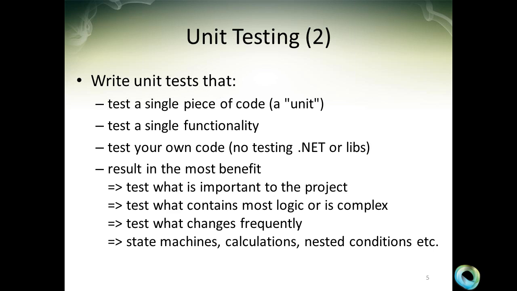Then make sure that you test your own code. I've seen unit tests that test the outcome of calls that go into the .NET framework or external libraries, and there's really no sense in doing that. You should only test your own functionality, because we need this basic level of trust in the .NET framework and the libraries we use. If we find bugs, there's usually nothing we can do about that anyway. We can only work around that, and the .NET framework will not change, so only test your own code.